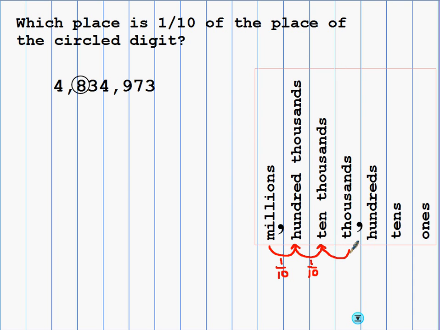So as I move to the right, each place to the right is 1/10 of the place to its left. So I'm decreasing by a factor of 1/10 each time I move one place to the right.